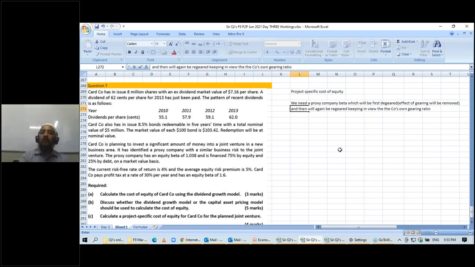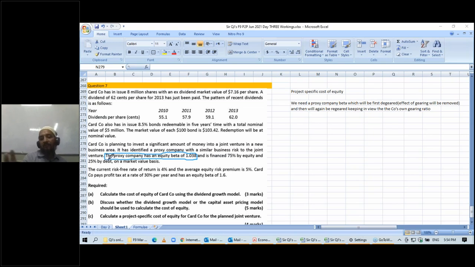Okay, in calculating the project specific cost of equity, what do we need to do? You have been given, remember the discussion I did earlier, that the betas of two industries will not be the same because the businesses are different. So over here, they have given you the beta of a proxy company that is already present in the industry in which you are going to diversify. Diversification means you are investing in a new type of business.